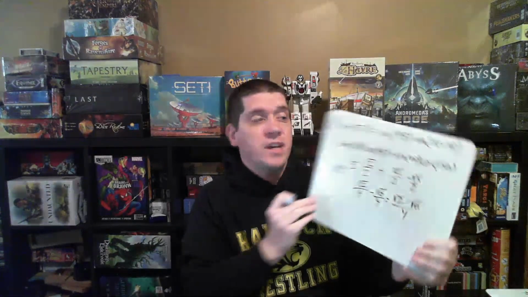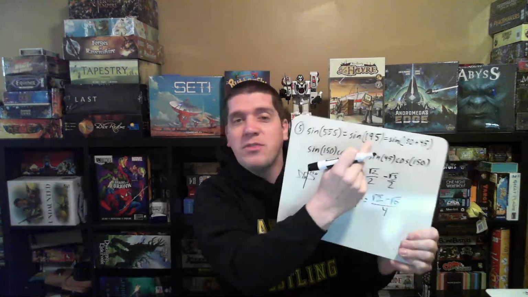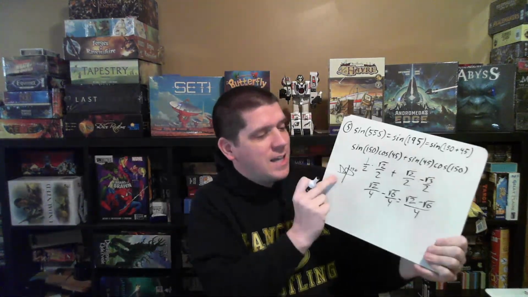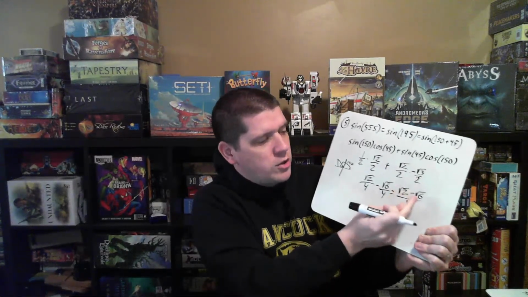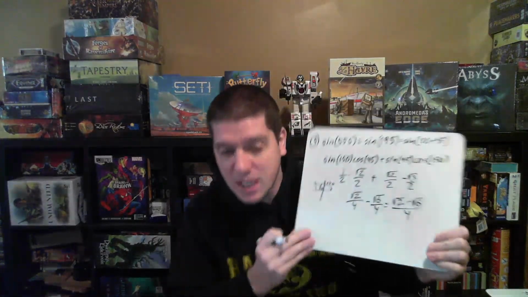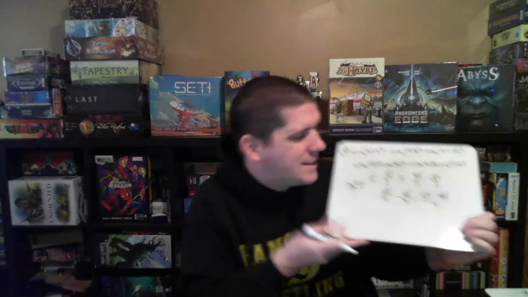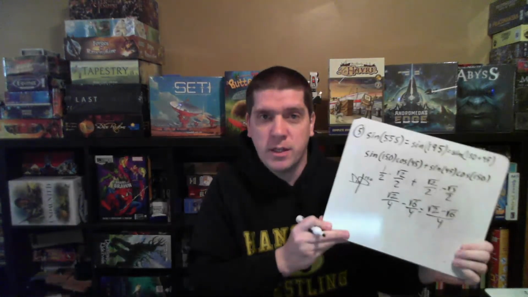And once again, if I'm thinking about that, hey, 195 is in the third quadrant. Sine is negative in the third quadrant. Square root of 2 minus square root of 6, yep, that's going to give me a negative number. That answer makes sense as far as my signs go. And that's all we got going on there.